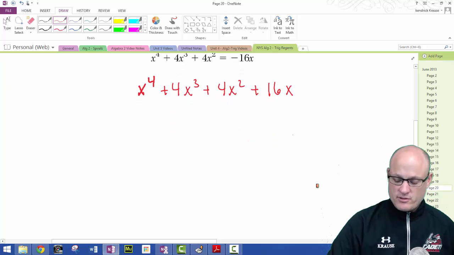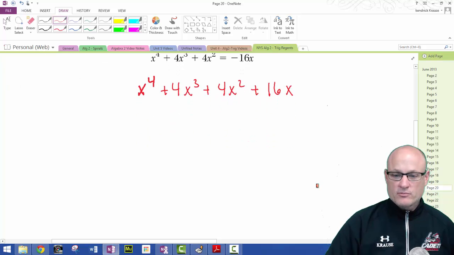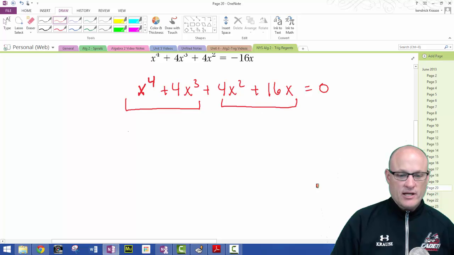I'm going to factor by grouping. Equals 0, because we're solving this, right? It says solve. Solve means I'm going to come up with answers. It doesn't say just factor. This had to be one of the easiest last problems.